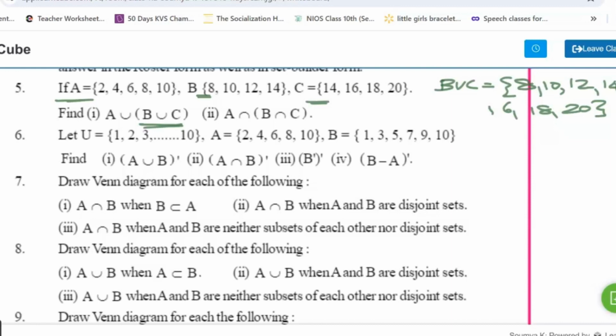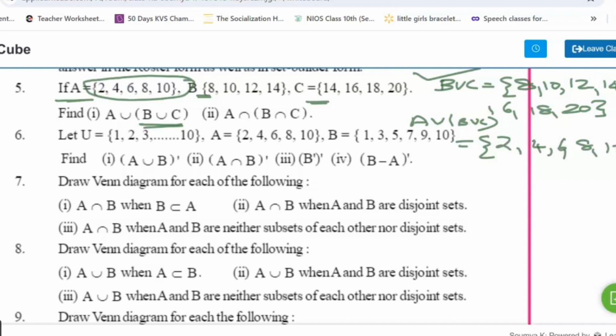Now you have a new set and you have to find out A union B union C. So now check this set and this set union. A union B union C will give you, now check this one, 2, 4, 6, 8 and 10. After that, 8 and 10 are repetitions from here, then 12, 14, 16, 18 and 20. So this is the solution of your first one. This is the solution, the set {2, 4, 6, 8, 10, 12, 14, 16, 18, 20}.